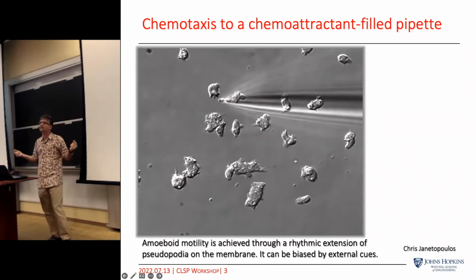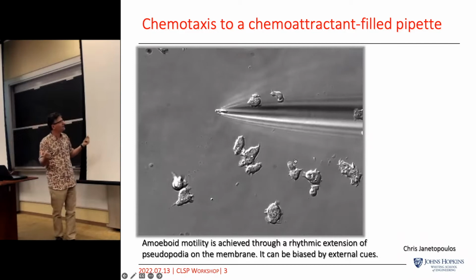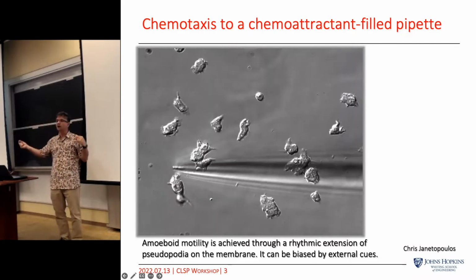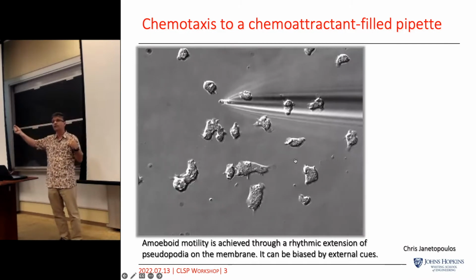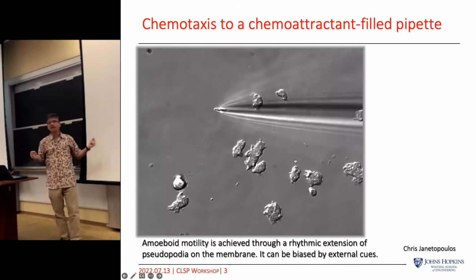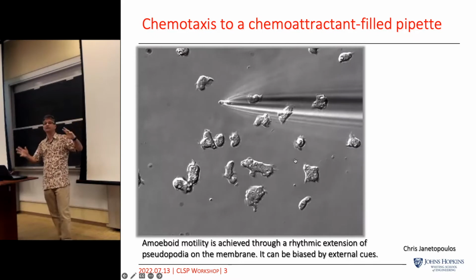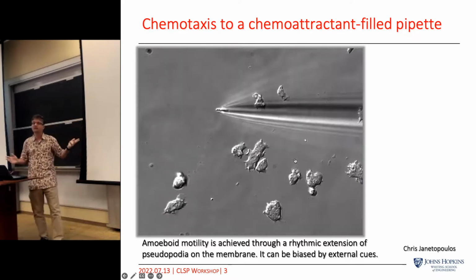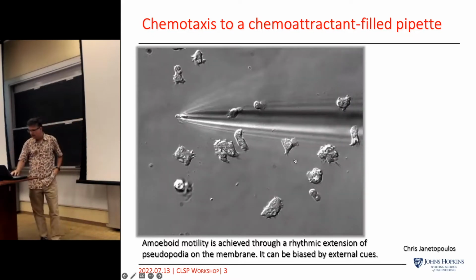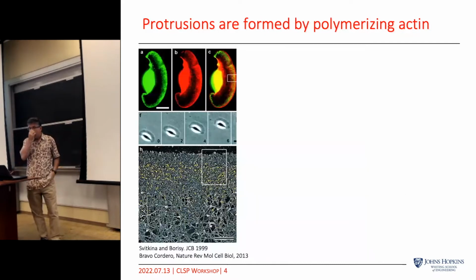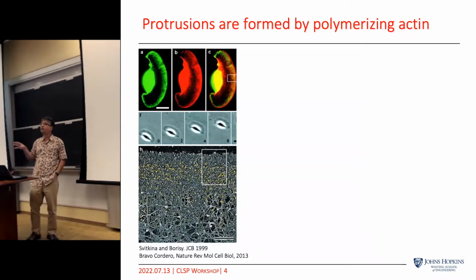And it's extremely sensitive. You can have as little as a 2% difference in concentration of the outside chemical between front and back, and the cell will go in the right direction. It doesn't do this perfectly in the sense that it is a random walk, but it's a biased random walk to get there.